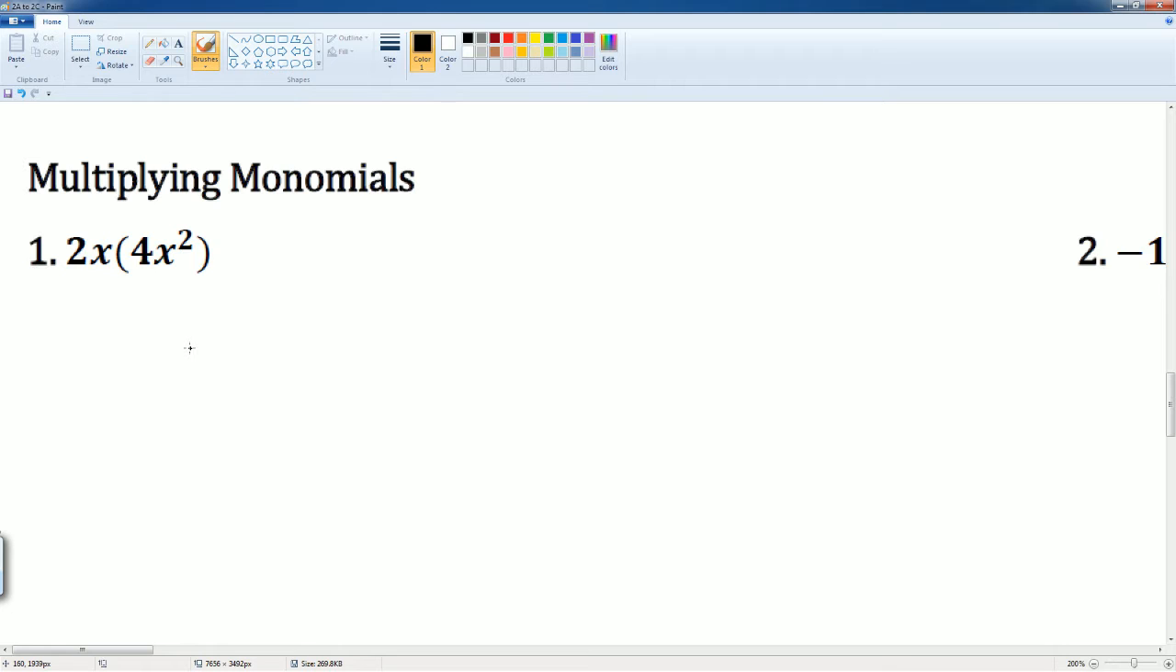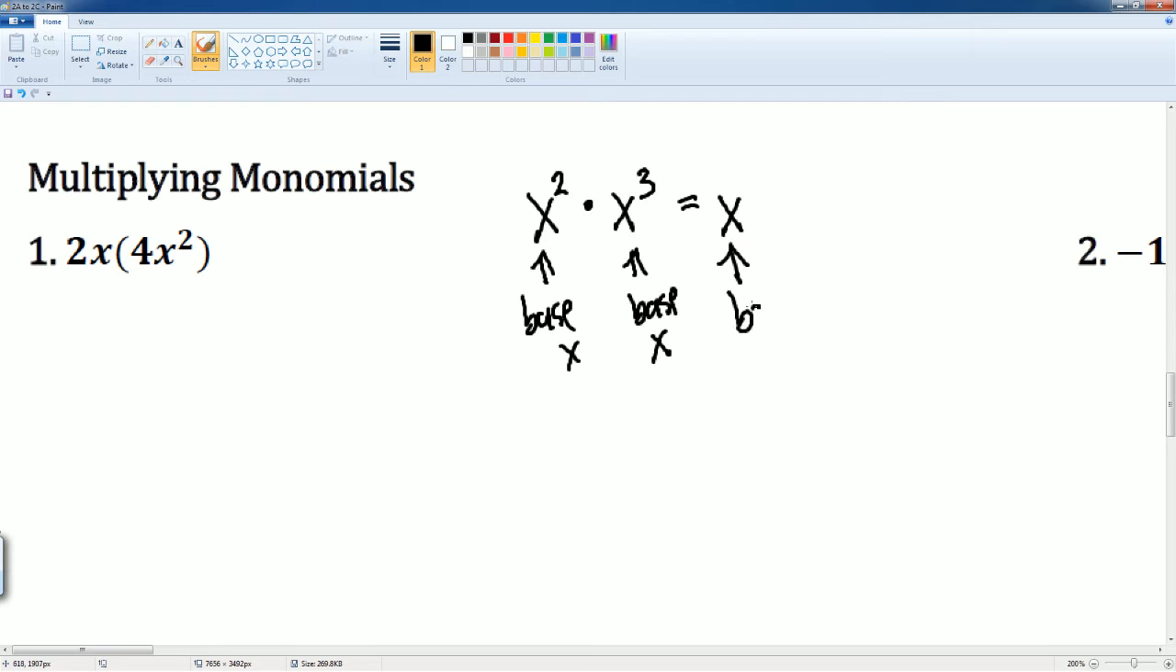Let's take a look. Here we have to remember our properties. When we are multiplying exponents like 2x squared times x to the third power, we write the same base. So this is base of x, this is base of x, and so this is the same base of x. What we do to the exponent is we add them. It's 2 add 3, which gives you x to the 6th power. Okay, that's the same idea here.